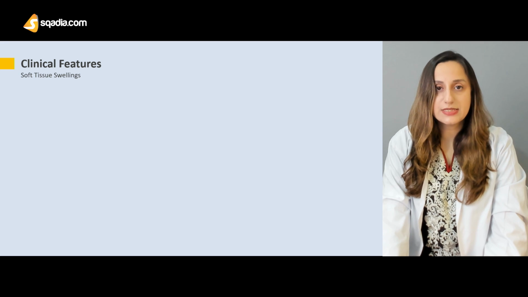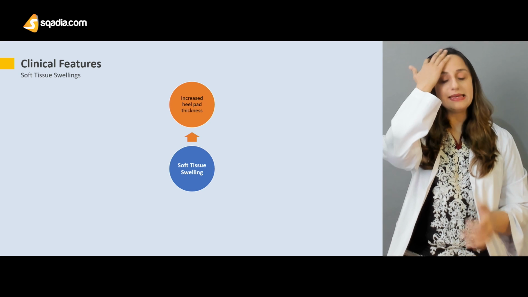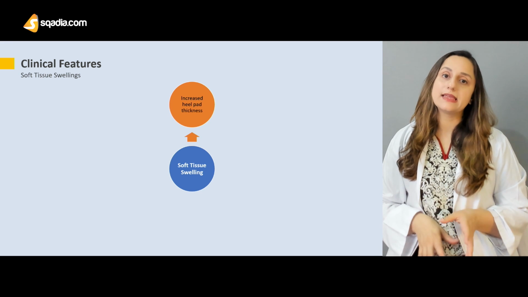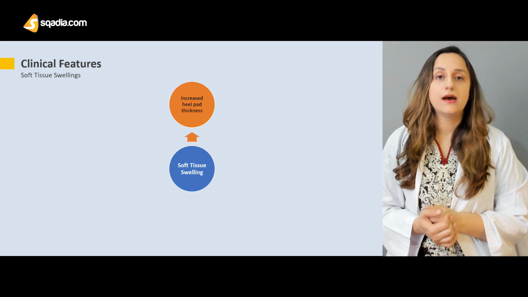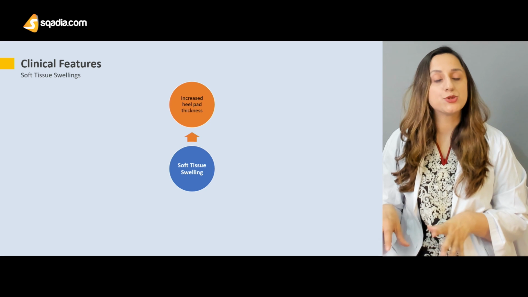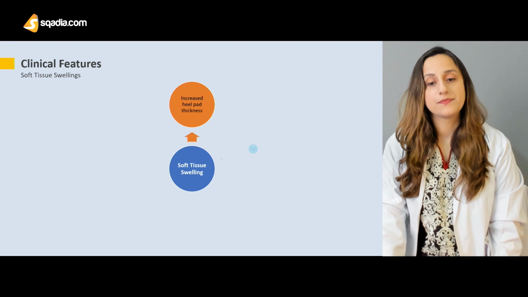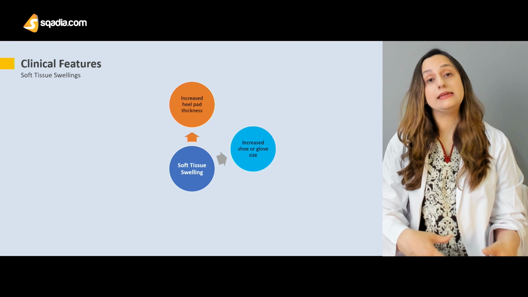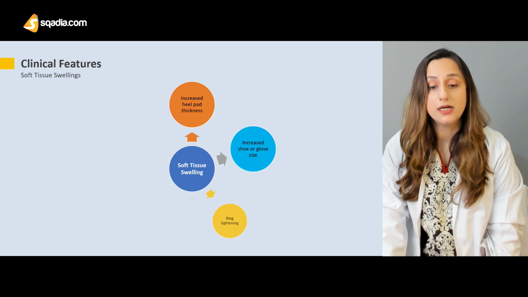The clinical features are suggestive of soft tissue swelling. We have an increased heel pad thickness. Apart from the thickness in the skin, which is known as acanthosis nigricans, which can be pigmented or not, there can be an increased heel pad thickness as well. It can be an increased shoe or glove size. Again, the increase in the hand and the foot size is going to result in this particular phenomenon.